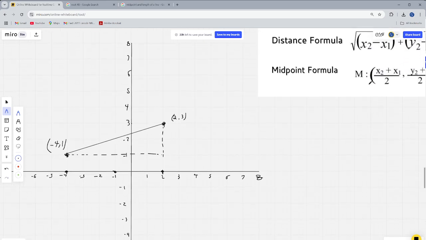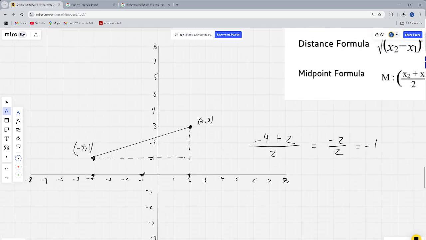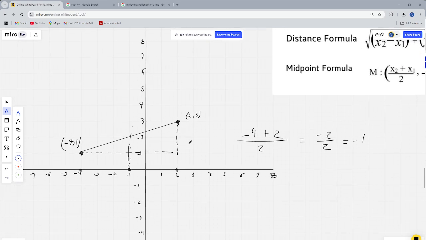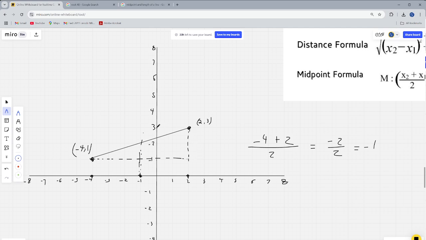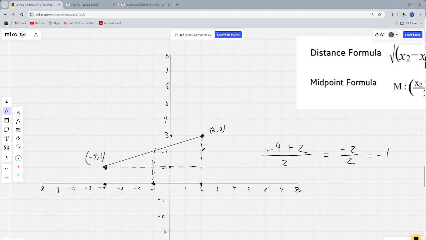Following our formula, all we need to do is add these 2 values together. So -4 plus 2, these are our x components, divided by 2 is equal to -2 over 2, which is equal to -1. And just like that, we know the midpoint of our horizontal section is at this point. Now we need to find the midpoint of our vertical section. It starts at 3 and ends at 1, or vice versa. The midpoint between 1 and 3 is obviously going to be 2, and where those 2 lines meet is going to be -1 and 2.